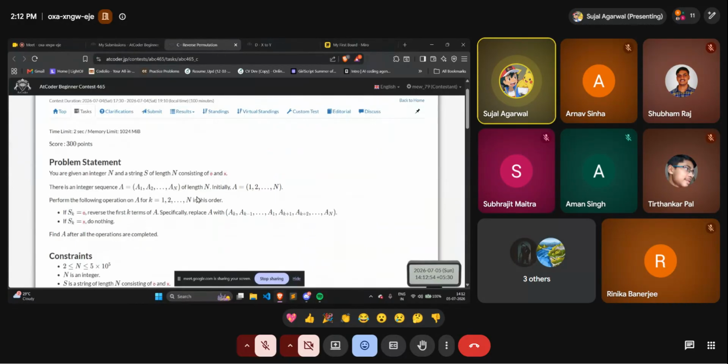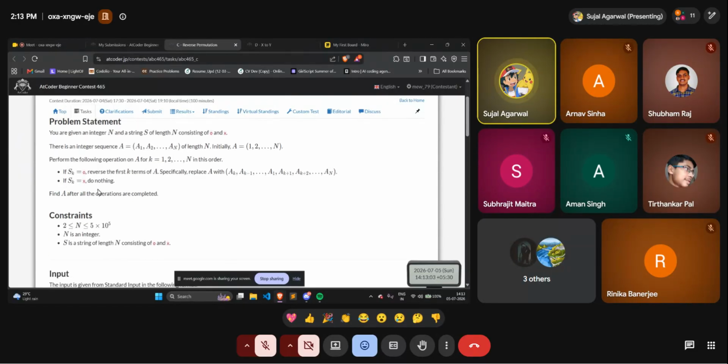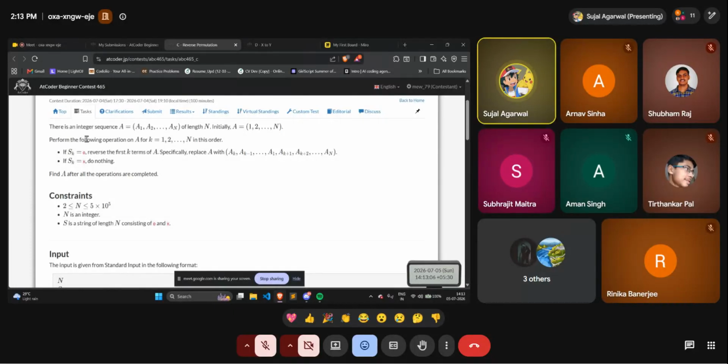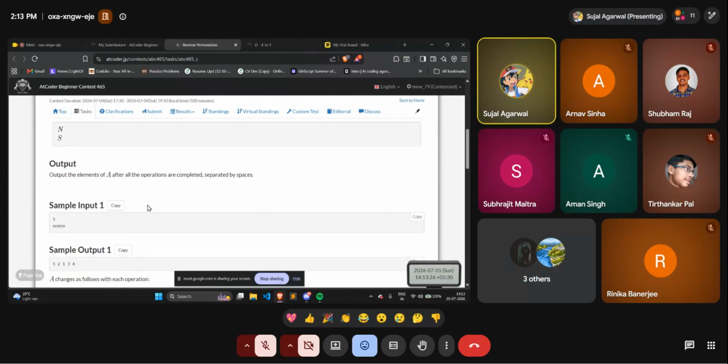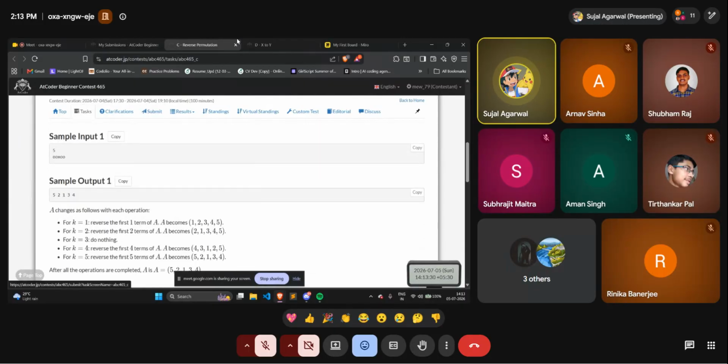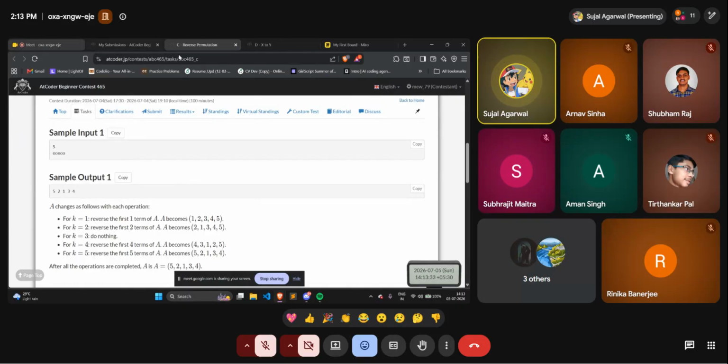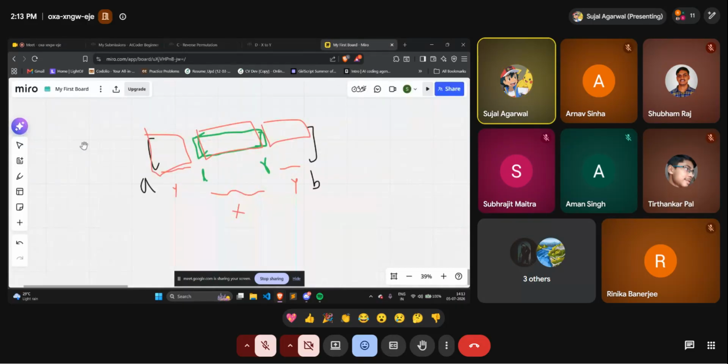So the third problem, reverse permutation. You are given an integer n and a string s of length n consisting of o and x. There is an integer sequence a of length n. Initially, a is given. Perform the following operation on a for k equal to 1 to n in this order. If s of k is o, reverse the first k terms of a. So we reverse this part of the array. And if s of k is x, we do nothing. So we need to print the final array after all the operations. So one thing to observe over here. Okay, let me take up the code again.